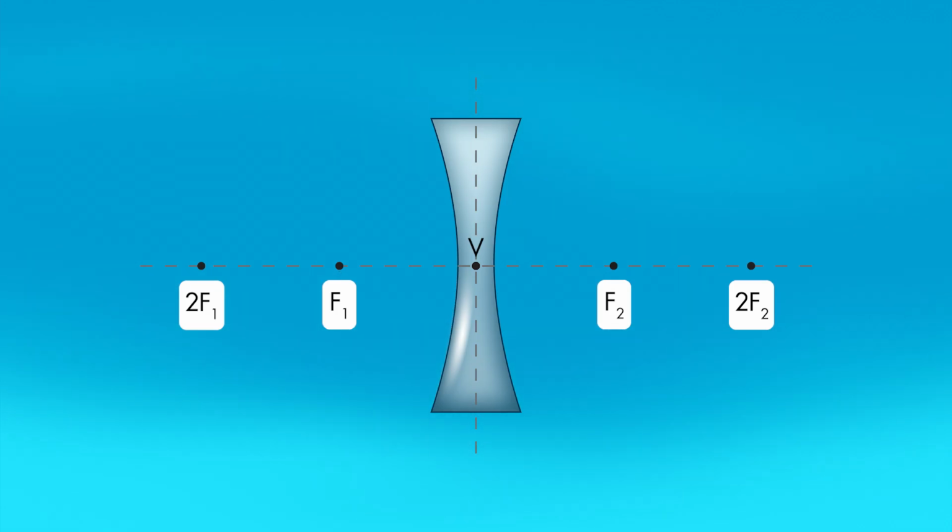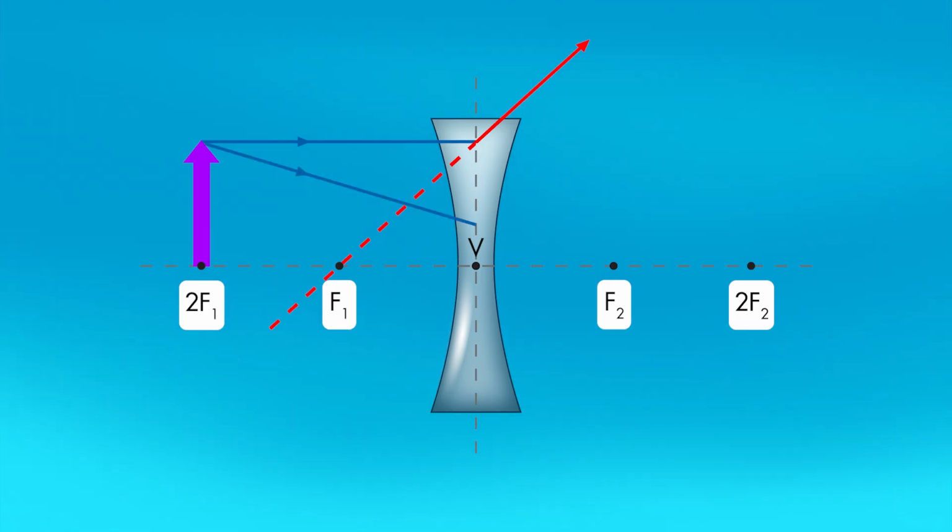To predict the properties of an image formed by a double-concave lens, let's look at a ray diagram with an object placed at twice the focal length in front of the lens at 2F1. The first incident ray is drawn from the top of the object parallel to the optical axis. The refracted ray diverges away from the optical axis. An extension from the refracted ray passes through the near focus at F1.